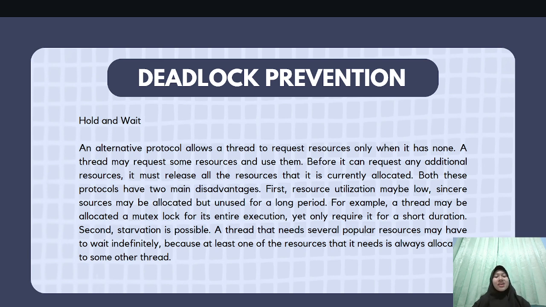Both these protocols have two main disadvantages. First, resource utilization may be low, since resources may be allocated but unused for a long period. For example, a thread may be allocated a mutex lock for its entire execution, yet only require it for a short duration. Second, starvation is possible. A thread that needs several popular resources may have to wait indefinitely, because at least one of the resources that it needs is always allocated to some other thread.